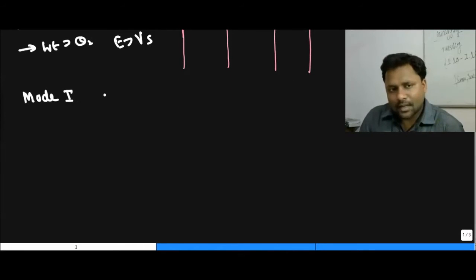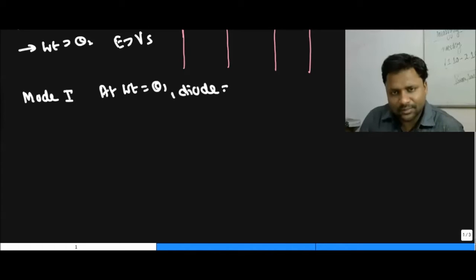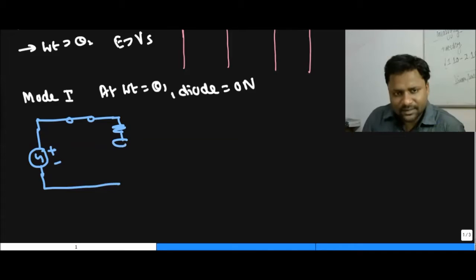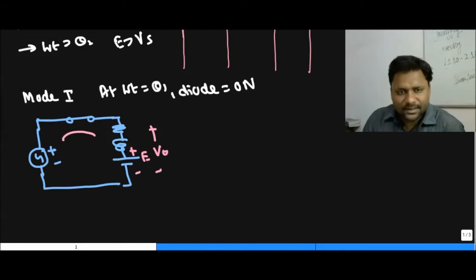Mode 1: at omega t equals theta 1, the diode becomes on. So turn on the diode, with supply voltage Vs. Here we have turned on the diode at omega t equals theta 1. This is our resistance, this is our inductance, this is our battery EMF E, and this is our output voltage. At this point, we can say that the current is flowing from the diode to the load side.